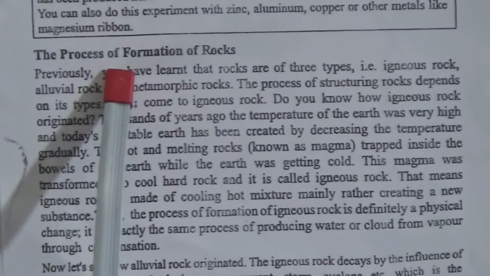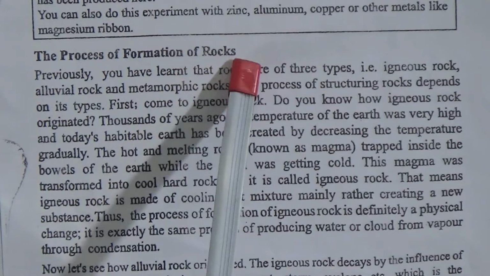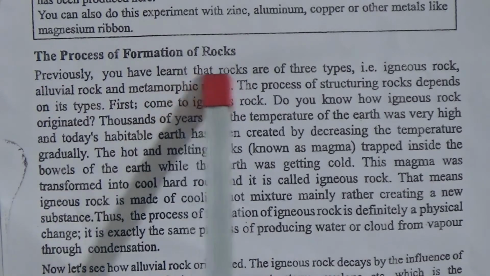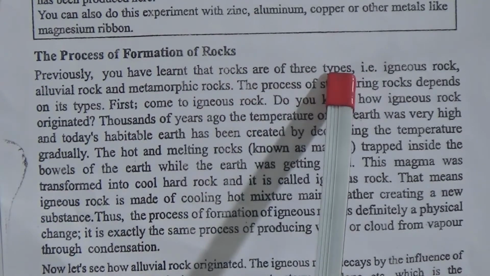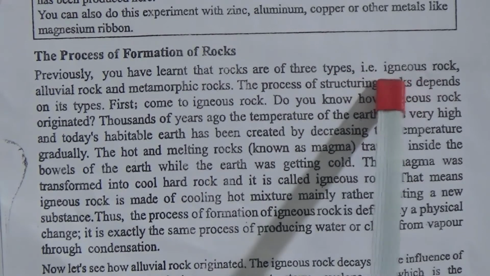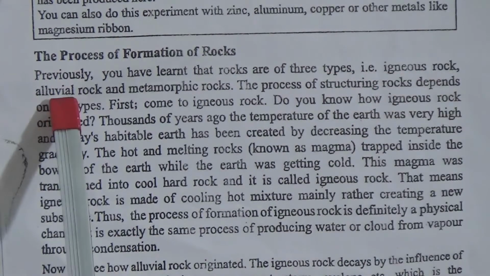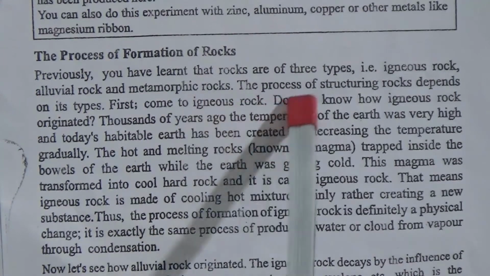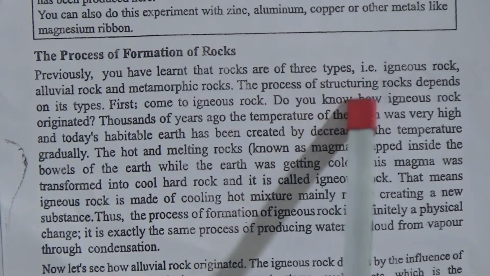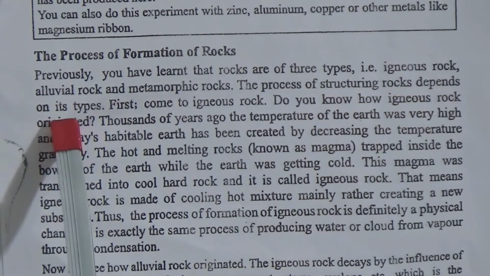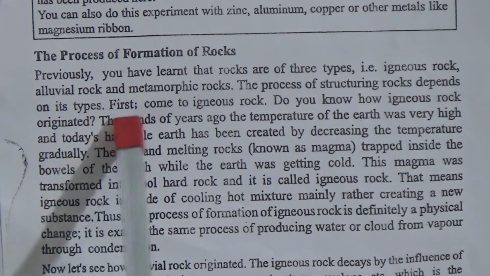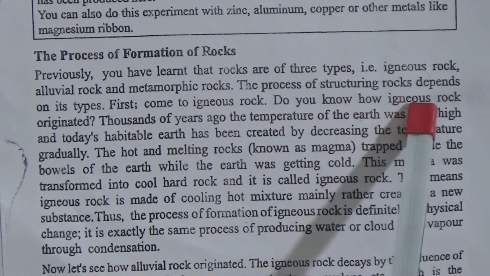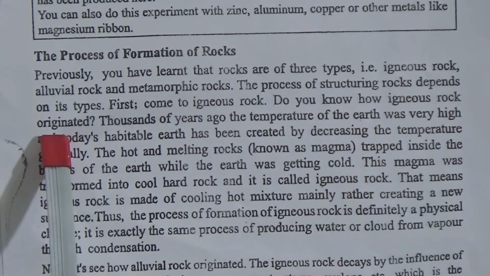The process of formation of rocks. Now, formation of rocks. Previously you have learned that rocks are of three types: igneous rock, alluvial rock and metamorphic rock. The process of structuring rocks depends on its type. First, come to igneous rock. Do you know how igneous rock originated?